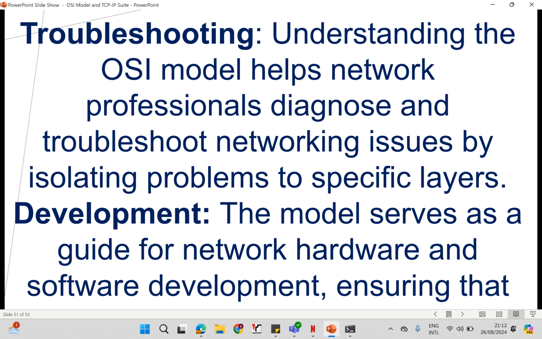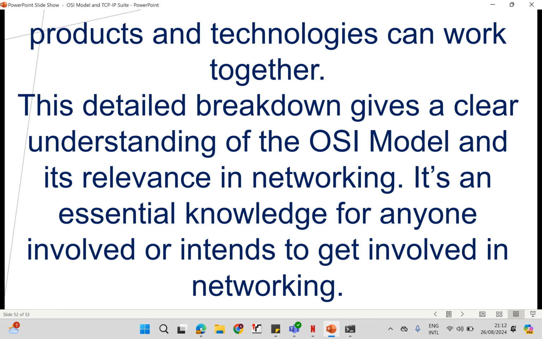Development. The model serves as a guide for network hardware and software development, ensuring that products and technology can work together. This detailed breakdown gives a clear understanding of the OSI model and its relevance in networking. It's essential knowledge for anyone involved or intending to get involved in networking.